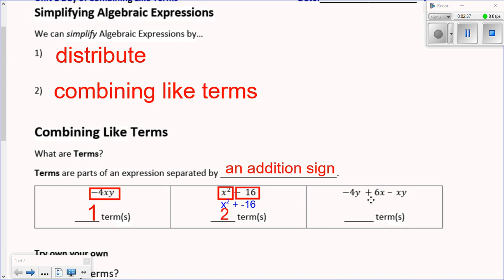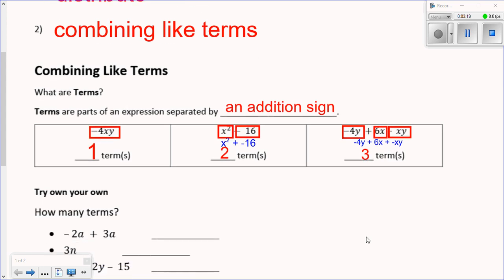Here we have negative 4y plus 6x minus minus xy. Again, we have that minus sign, so I could rewrite it with a plus sign and it would look like this: negative 4y plus 6x plus negative xy. I just take that minus sign and apply it to the term right behind it, so I make it negative. Knowing that now, I can see all three terms. These two are separated by a plus sign, so those are two separate terms. And now, with this plus sign down here, it also separates the negative xy. So that creates 1, 2, 3 terms.